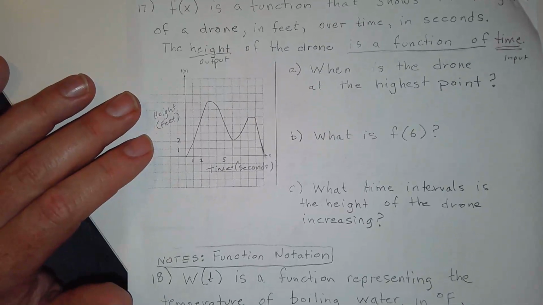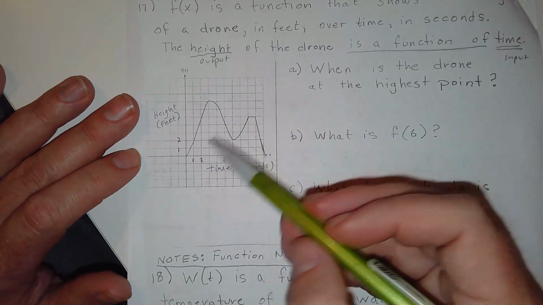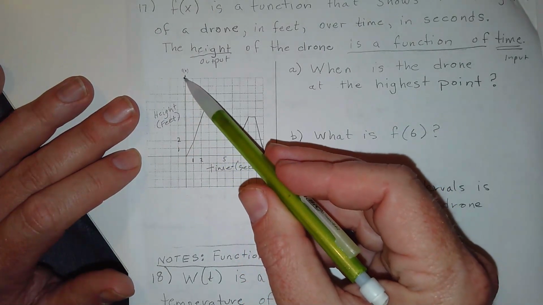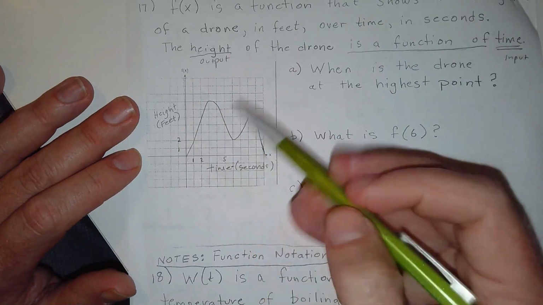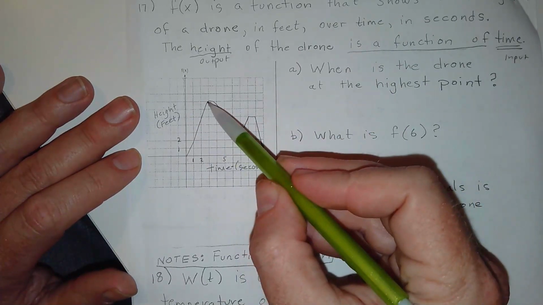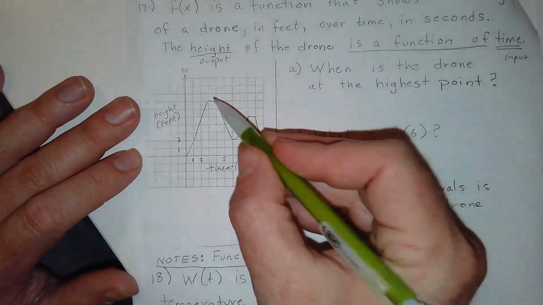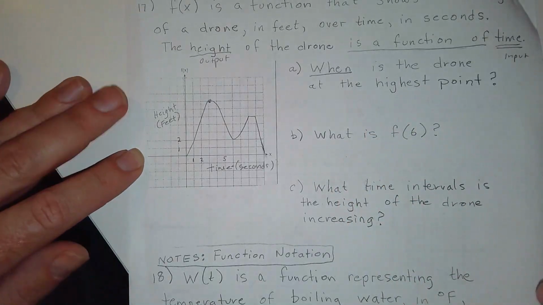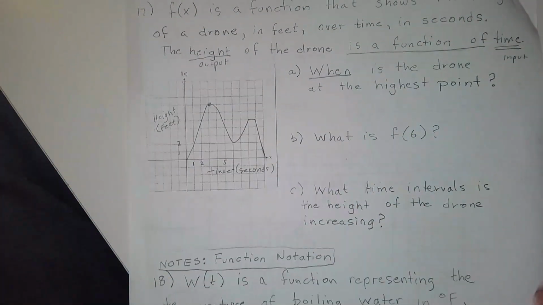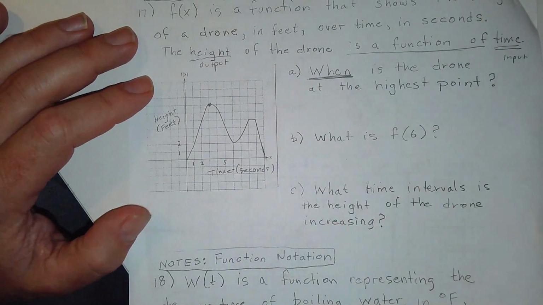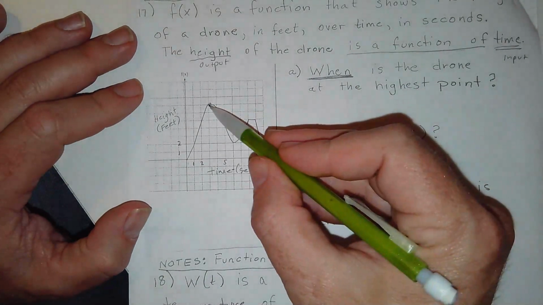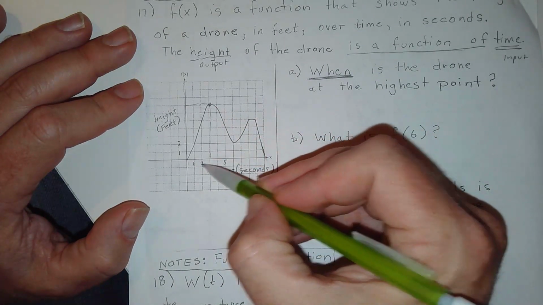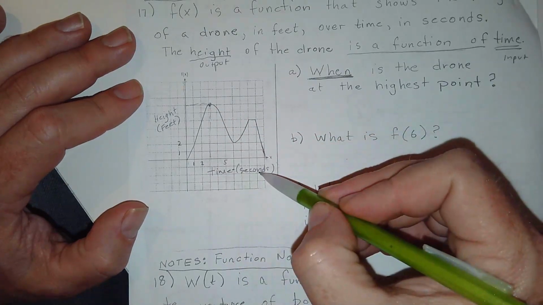So A says, when is the drone at its highest point? Well, this is height. So the height increases as I go up this y-axis. And so I'm looking for the highest point being right about there. Now the question says when. So it doesn't say what is the highest point of the drone. It says when, and by when, that's asking for the time. So I know the highest point here is right about there, but the time is right here, about 3 seconds.